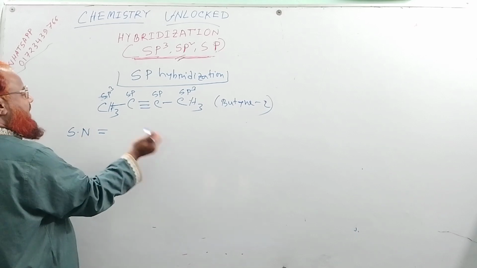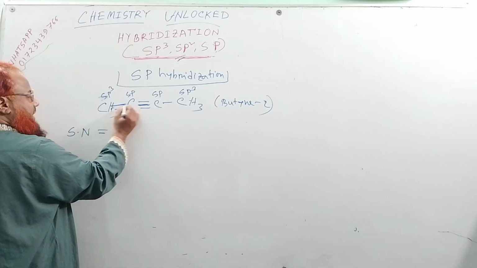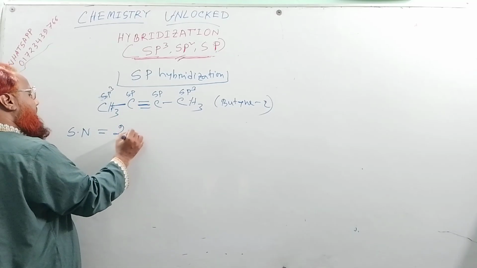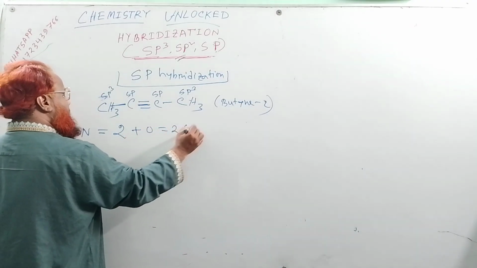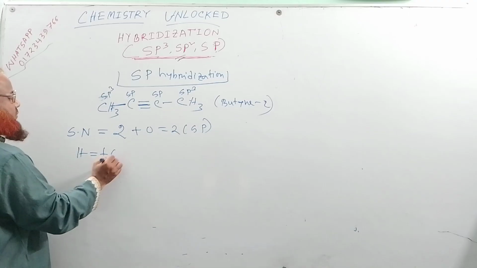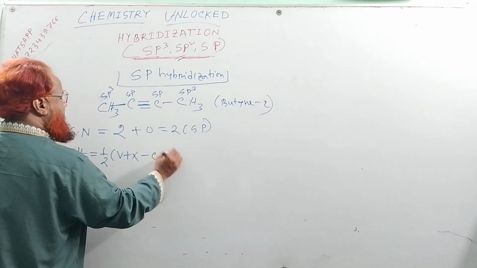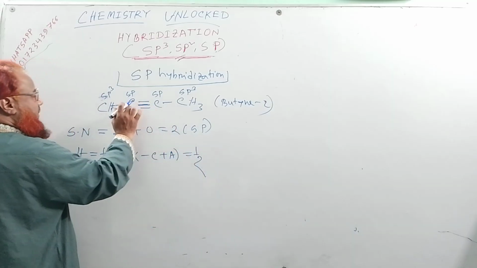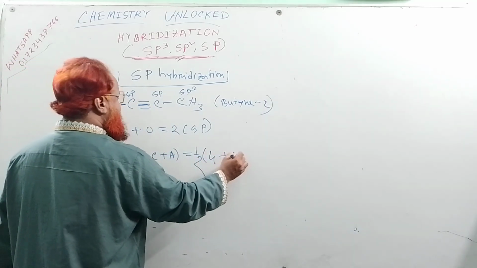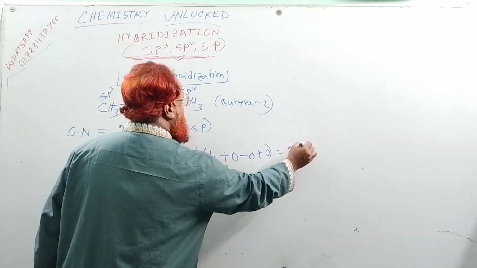Steric number, you know that steric number is the number of sigma bonds. Here sigma bond is 1 and here is 1. Again here is 1 sigma, here is another sigma. So 2 sigma plus 0 lone pair is 2. 2 means what? sp. Now the formula: H equals half into V plus X minus C plus A. The valence electrons for this carbon are 4, the number of monovalent atoms is 0, minus 0 plus 0, that is again 2. 2 means sp.